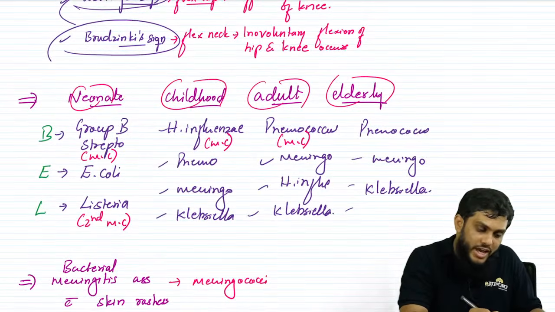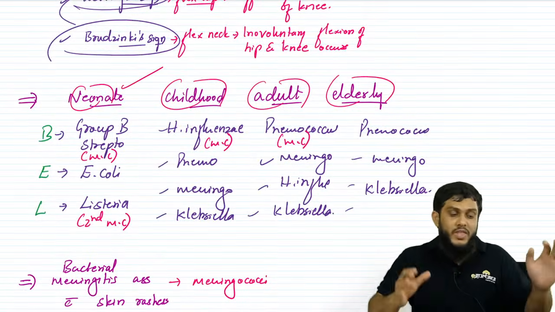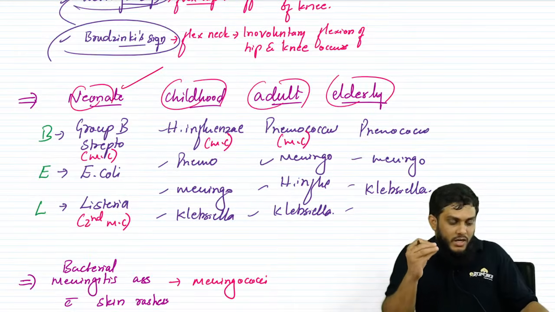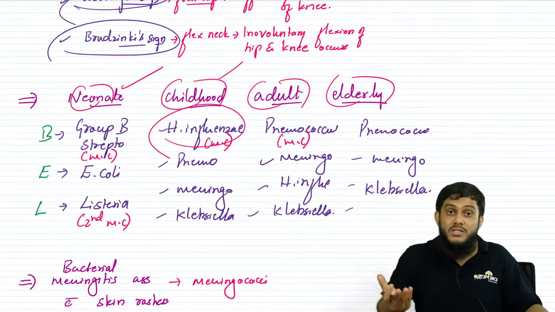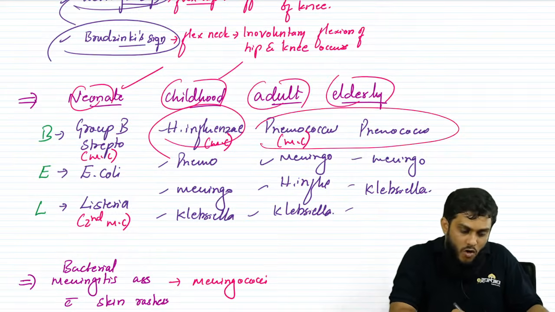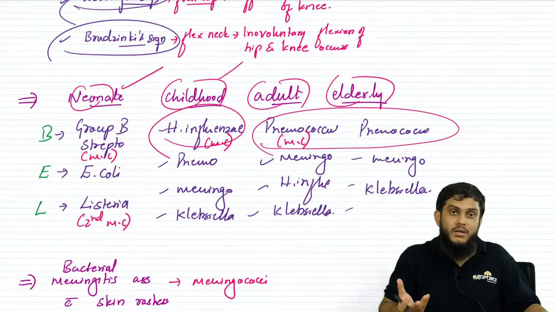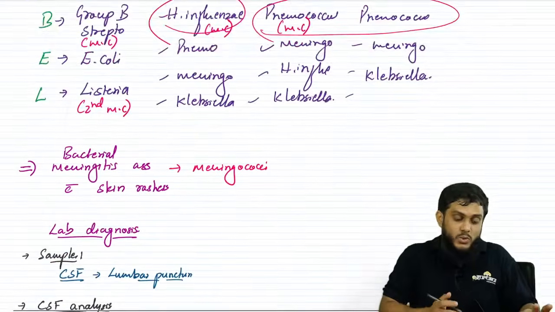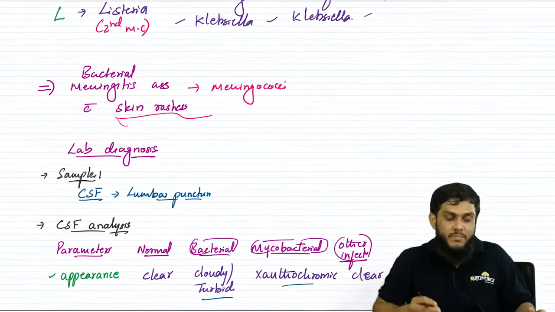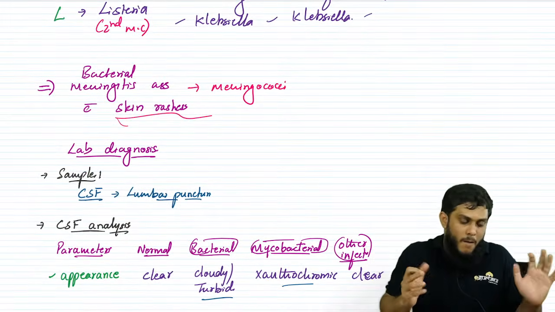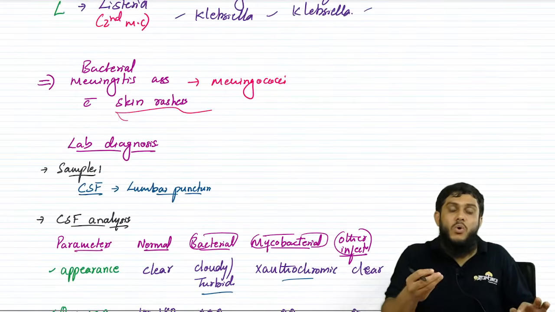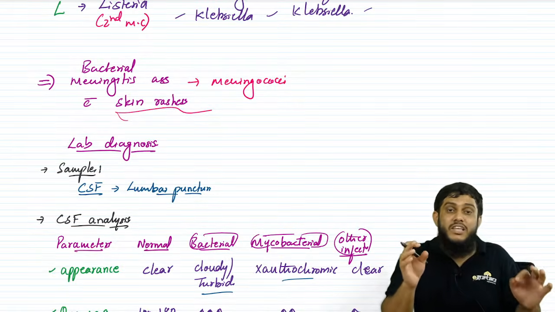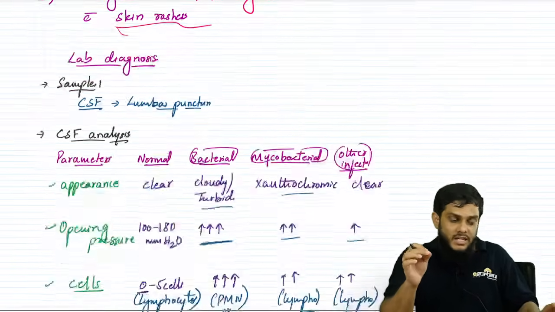Then you have to look at the age group. If it is a neonate, then you have narrowed down to group B Streptococcus. If it is childhood, think of Haemophilus influenzae. If it is adult, think of pneumococcus. That's how you narrow down the diagnosis. Then if you see rashes with the meningitis, then 100% you can come down to meningococcus. Clinically, they will mention rashes.